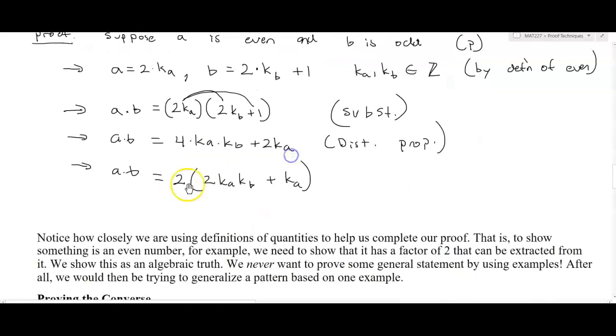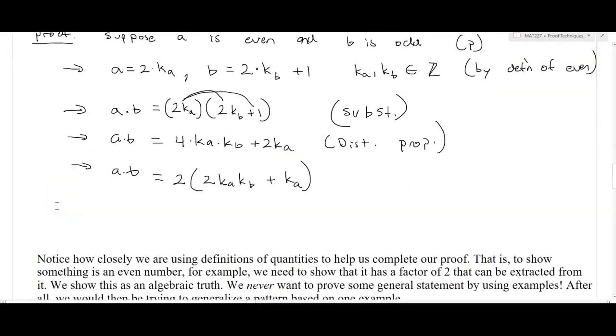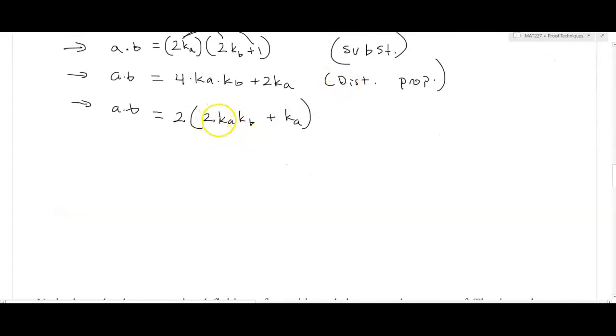But here's the thing. By the closure property, we already have established that if you multiply integers together, you get integers. And so 2 times Ka, well, that's 2 times an integer, which is an integer. And an integer times another integer is still an integer. And an integer plus an integer is an integer. Therefore, this is an integer by closure of integers under addition and multiplication.